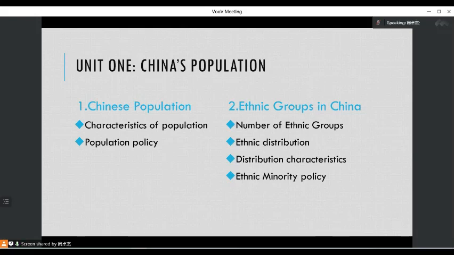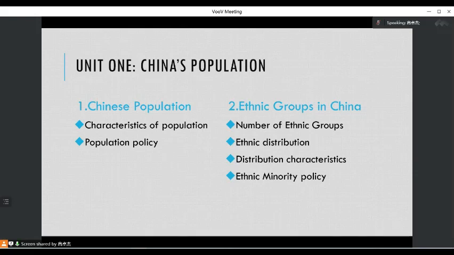Let's look at part 1, Chinese population. Do you know how many people are in China now? Yes. The data you tell me is the newest data. China has 1.4 billion people in our country. This is a huge number.